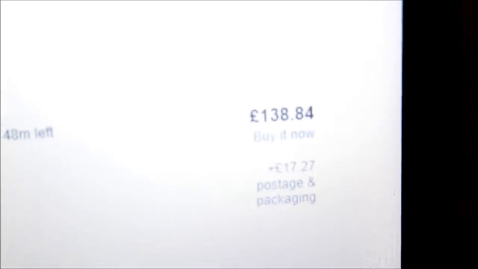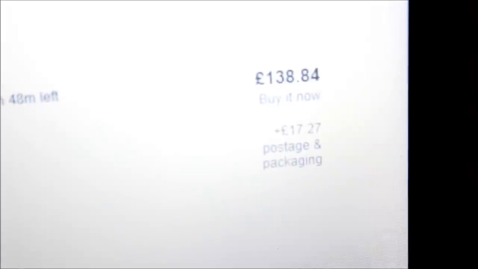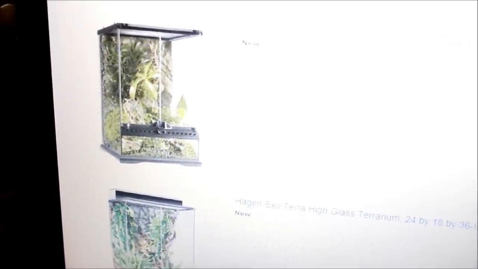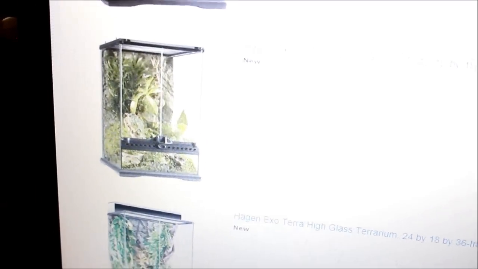For example, this one, which is 12 by 12 by 18 inches, so smaller than a wooden vivarium, buy it now. Sorry if this is out of focus. £138.84 and £17.27 delivery. So, yeah, don't be going for that. If you've got maybe a crested gecko or something that crawls up walls, that'll be fine. But if you're going for a glass one, expect to pay more, but certainly look out for one that's got lots of floor space, because that's really what they need.